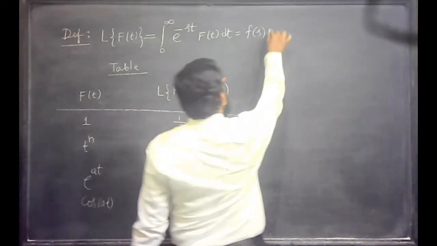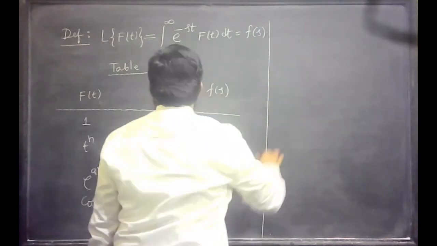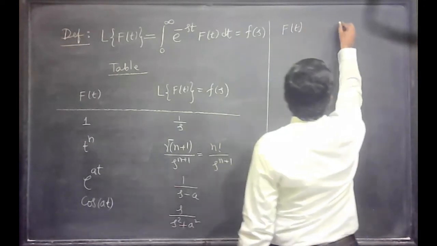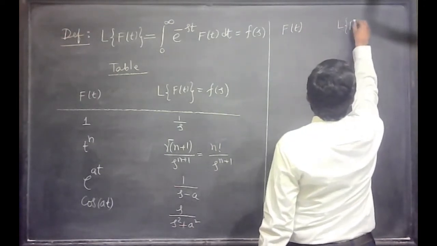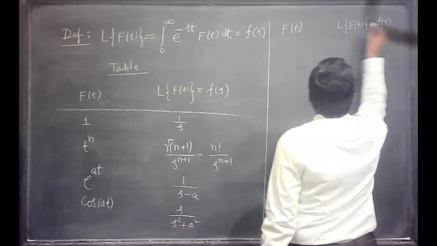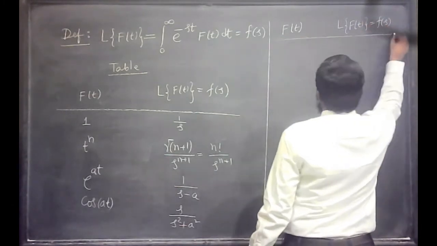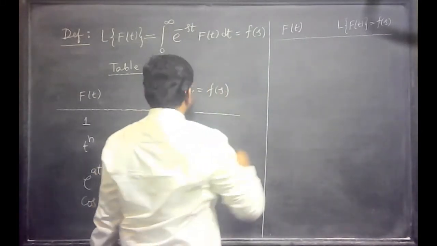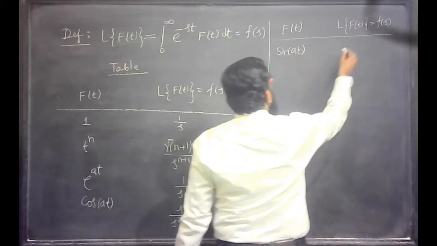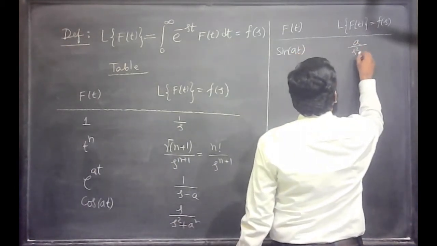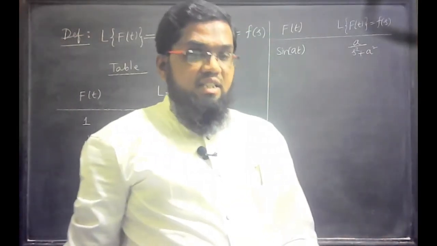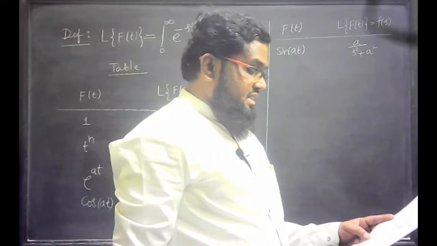Then I rewrite the same table here, the function f of t and the Laplace transformation of f of t, which we represent as f of s. Next I'll take sin a t. Sine of a t will be a divided by s square plus a square. We just need to revise all the things, that's it.